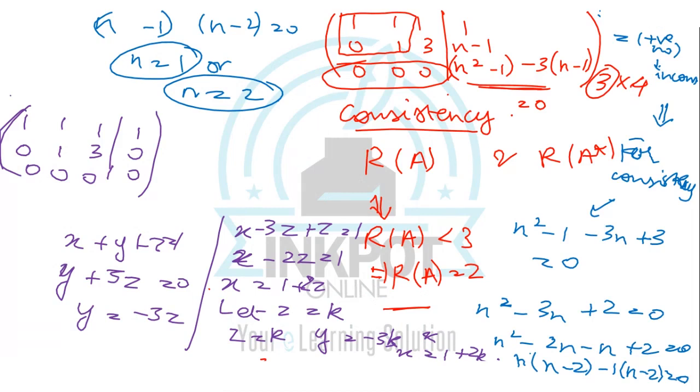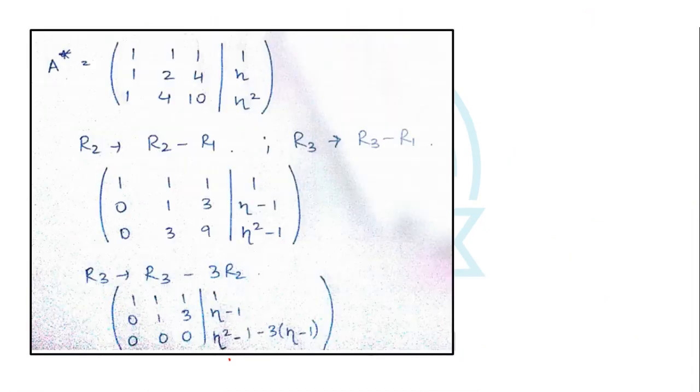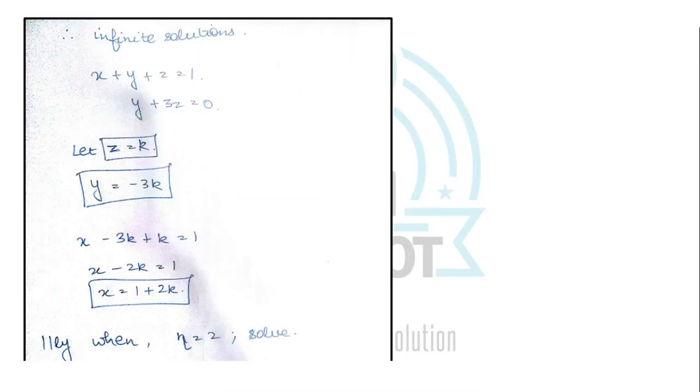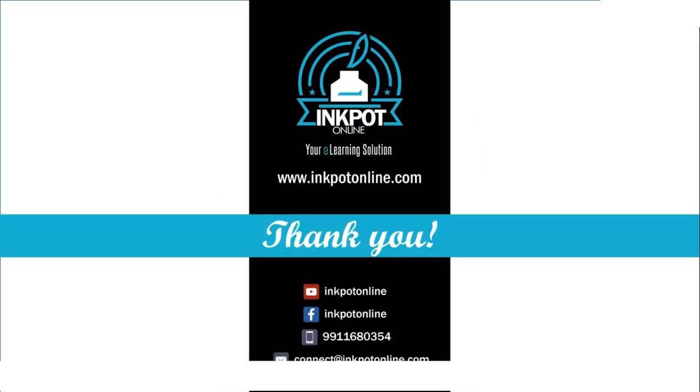Okay. Again, if you put the value of eta equal to 2, you can calculate it in a similar manner. The solution in that case is also going to be exactly the same, which is what you have right here. z is k, y is equal to minus 3k, and x is equal to 1 plus 2k. So I actually solved it for eta equal to 1 in this case. You can solve it for eta equal to 2. You should get the exact same solution. And, that's it. Thank you.